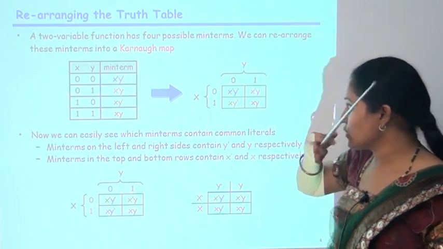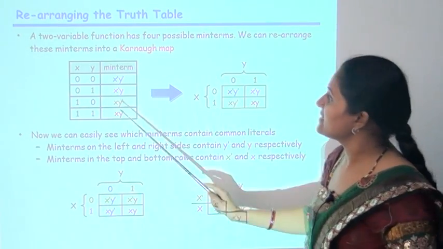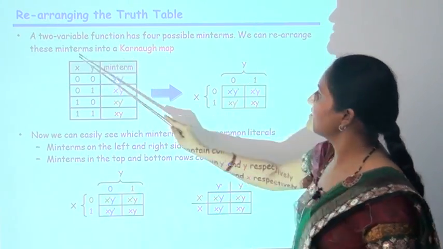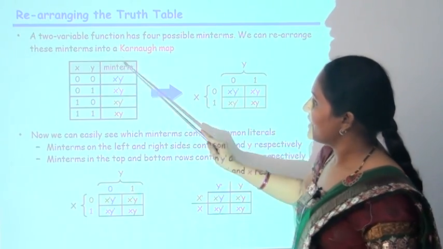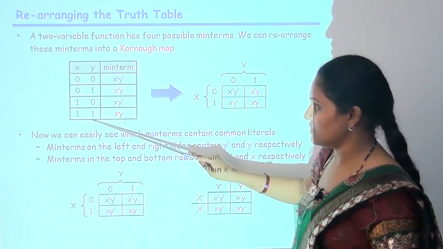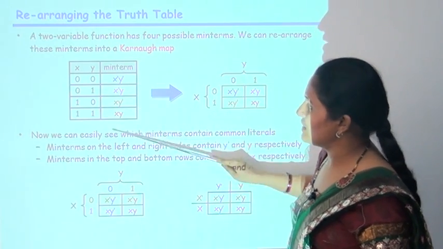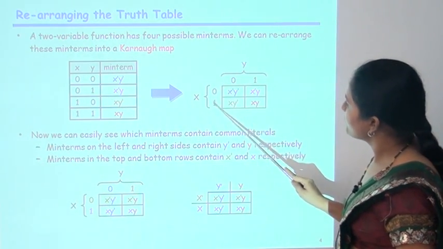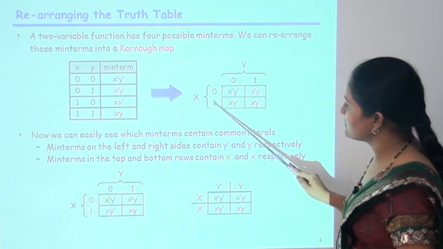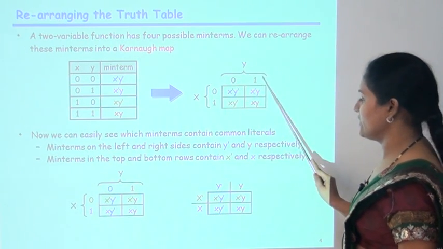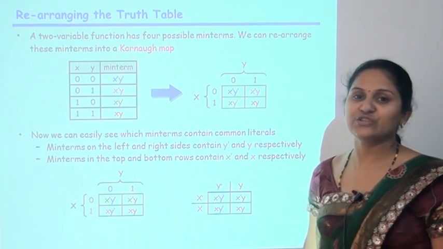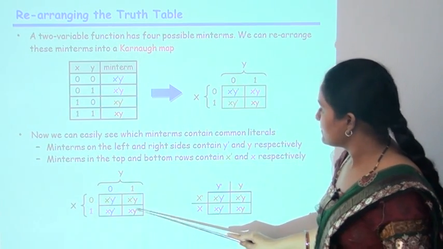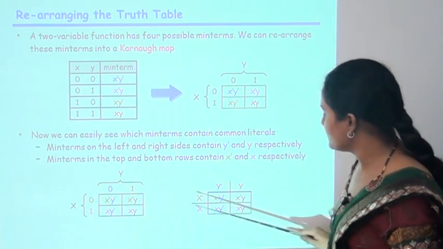Now this is the truth table for the Karnaugh map. Let's take a two-variable function, which has 4 possible minterms. We can rearrange these minterms into a Karnaugh map. Let's take x as this part and y as this part. We know what minterms are. This can be written as 0 1 for x and 0 1 for y. We know the complement of 0 is 1 and of 1 is 0. From this we can write like this, and from this we can also write this.